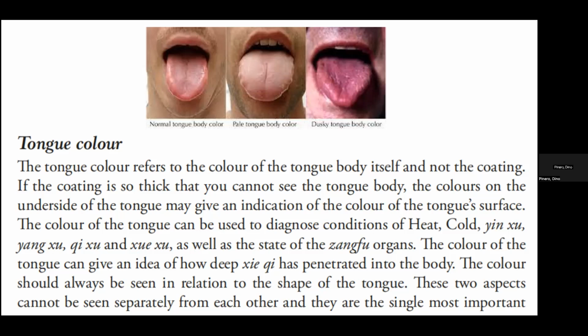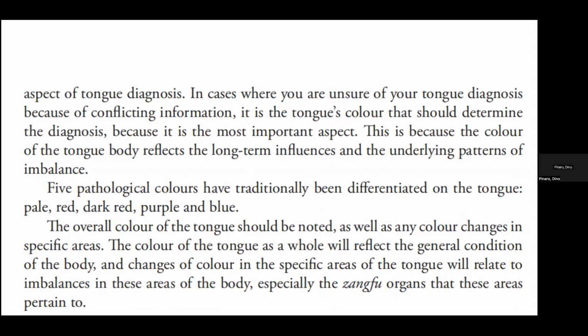So if the patient has a pathology or condition, using the evaluation of the tongue, we can know how deep the illness has entered the body through tongue diagnosis. The color should always be seen in relation to the shape of the tongue. So it is important that we know the color of the tongue body, and at the same time correlate it with the shape of the tongue, whether it is big, fat, or thin. These two aspects cannot be seen separately from each other, and they are the single most important aspect of tongue diagnosis. So the color and the size of the tongue are important.